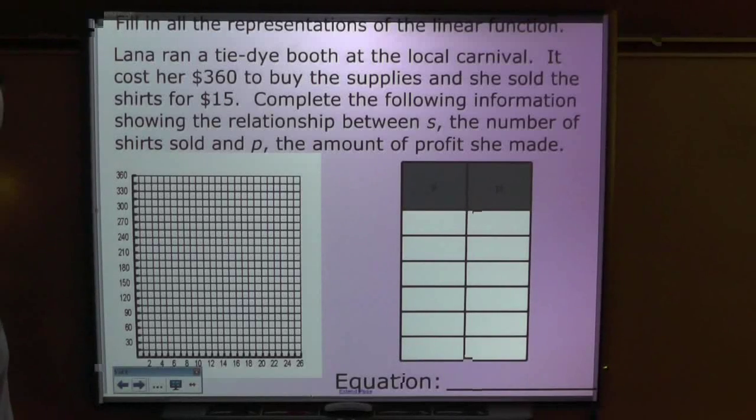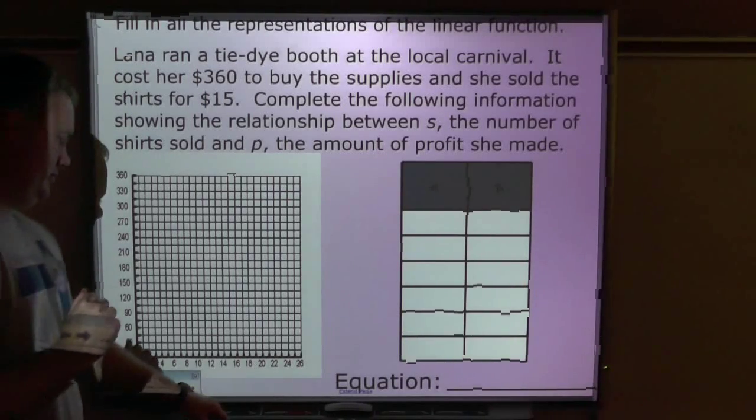Alright, so we got a couple of examples here. On your sheet, what they want you to do is fill out the representations for each of the linear functions. Lana ran a tie-dye booth at a local carnival and it cost her about $360 to buy supplies, and she sold the shirts for 15 bucks. She would complete the information shown in the relationship between S, the number of shirts sold, and P, the amount of profit. So, how do we do this?